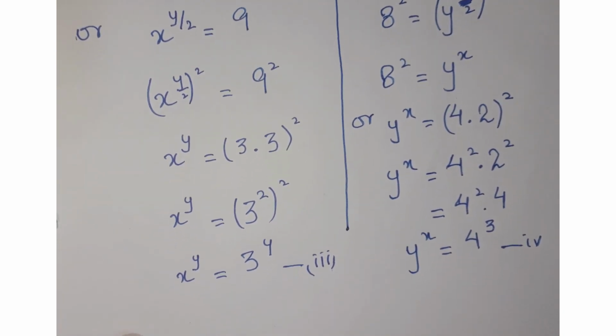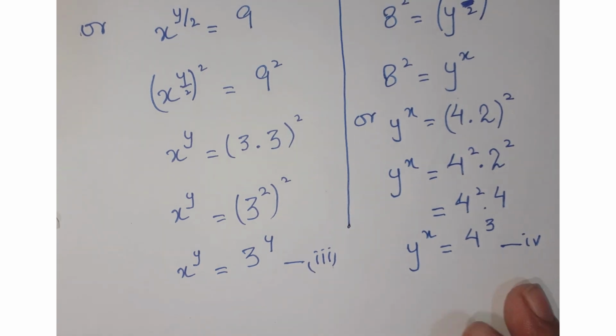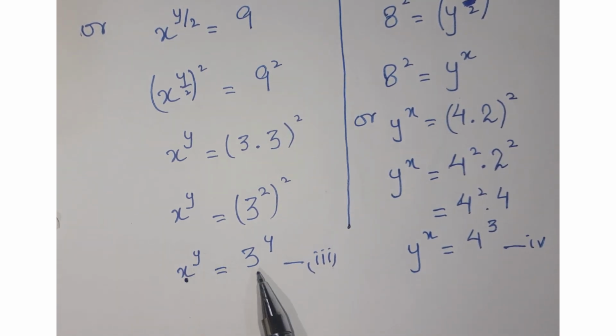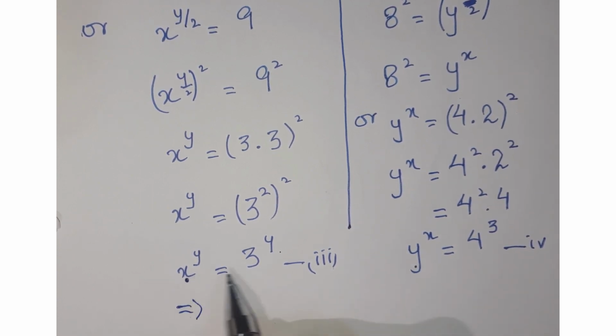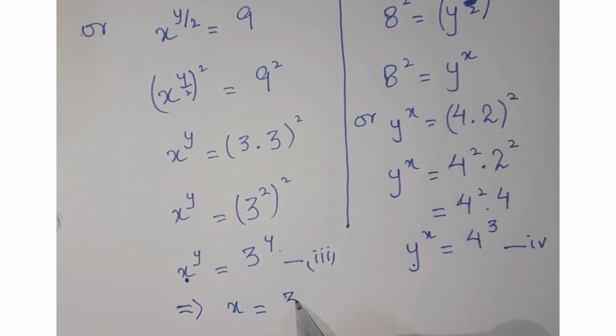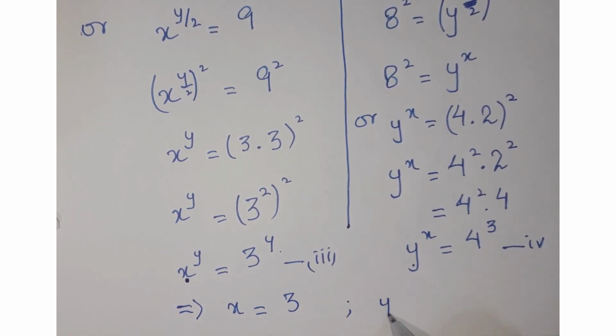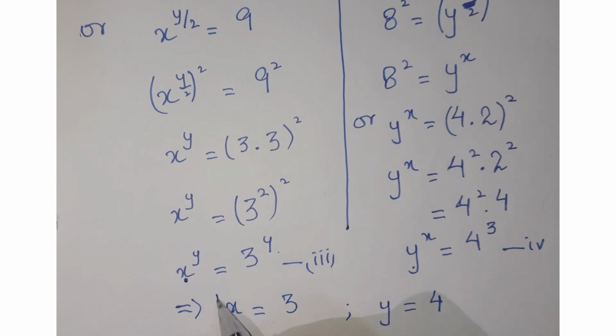Now as we compare equation 3 and equation 4, you see that x to the power y is 3 to the power 4 and y to the power x is 4 to the power 3. This implies that x is equal to 3 and y is equal to 4.